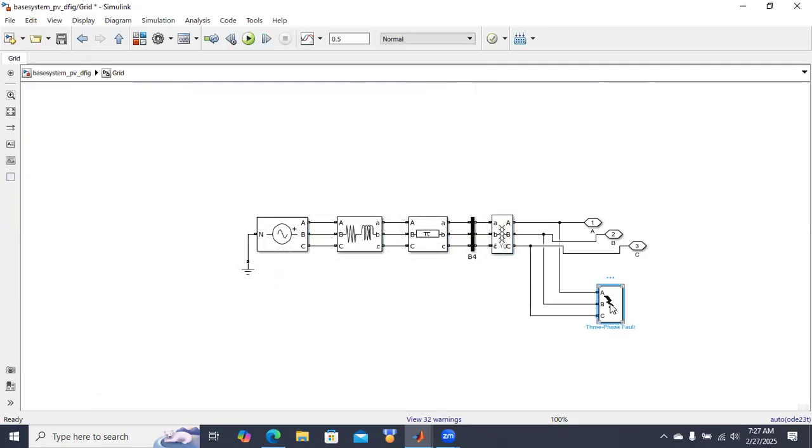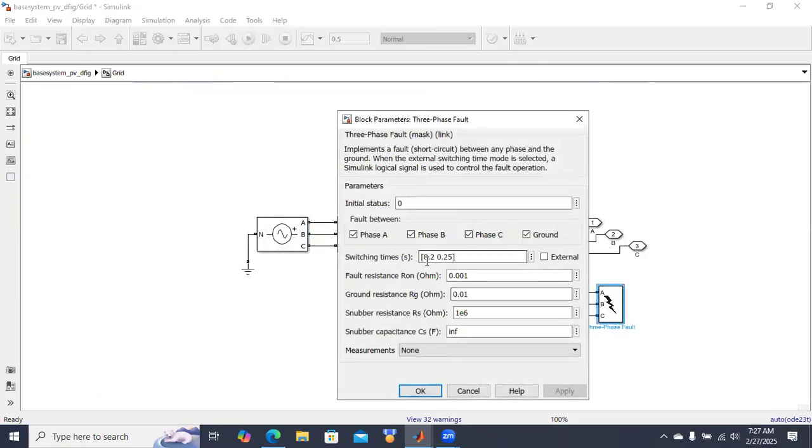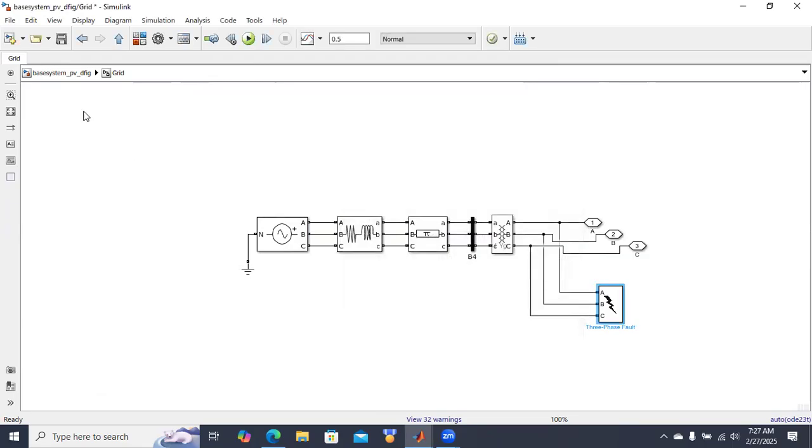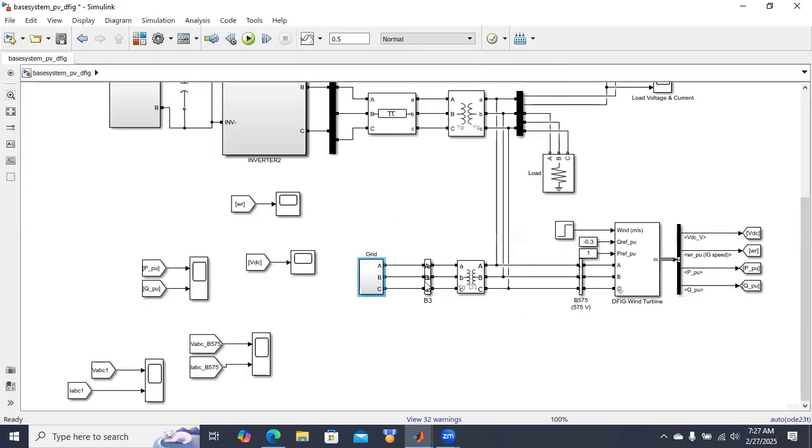And here we are creating the fault at the time interval of 0.2 to 0.25 seconds. Three phase to ground fault. Okay, and we are providing the power to both load and the grid. That is, when PV is available, PV will be providing. When DFIG is available, DFIG will provide the power.